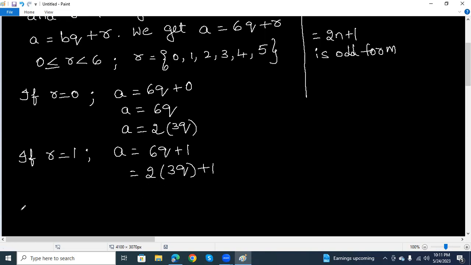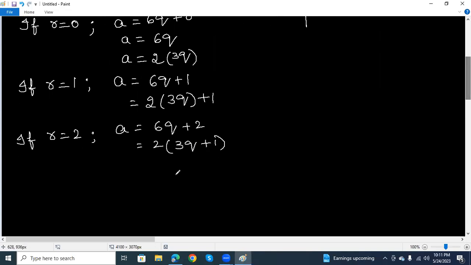Okay. Next, if r is equal to 2, a is equal to 6q plus 2. So here if we take out the 2 common, 3q plus 1. Again, this is in the 2n form, where n is equal to 3q plus 1.